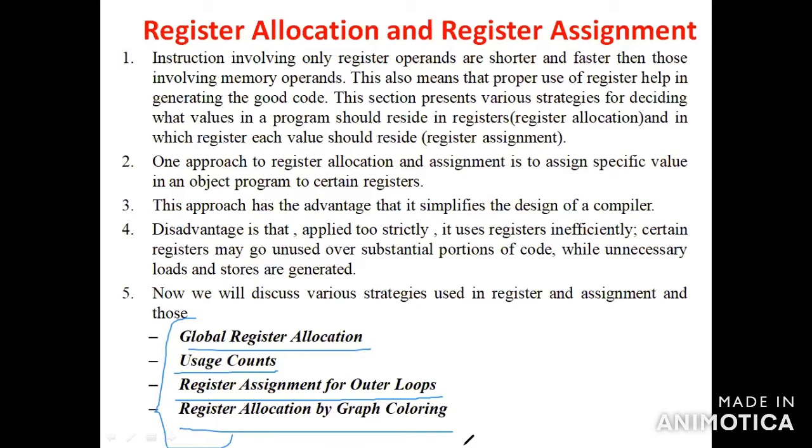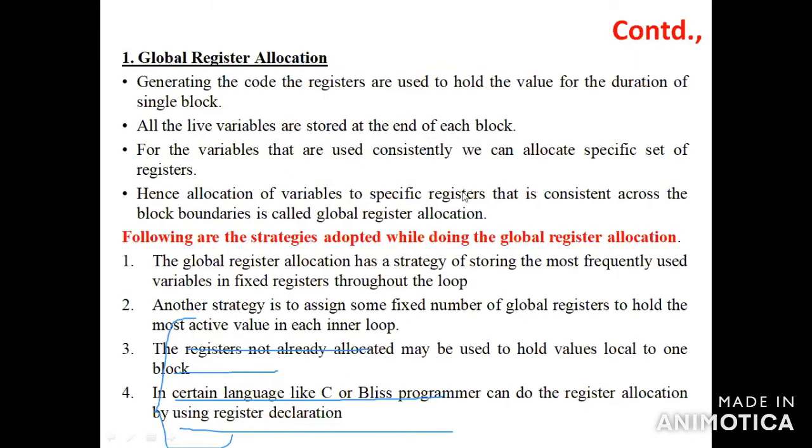So what is the first one? Global register allocation. The first, third and fourth are normal theory only. The second one, usage count, is a little bit of a problem: how to count the usage for the given registers. This is one type of problem, and we will solve a similar problem. So the first one is global register allocation.